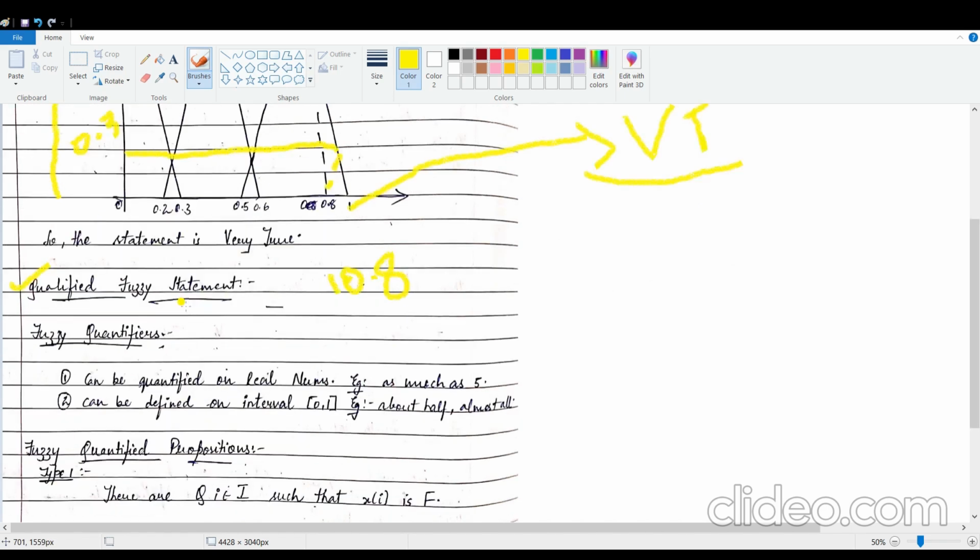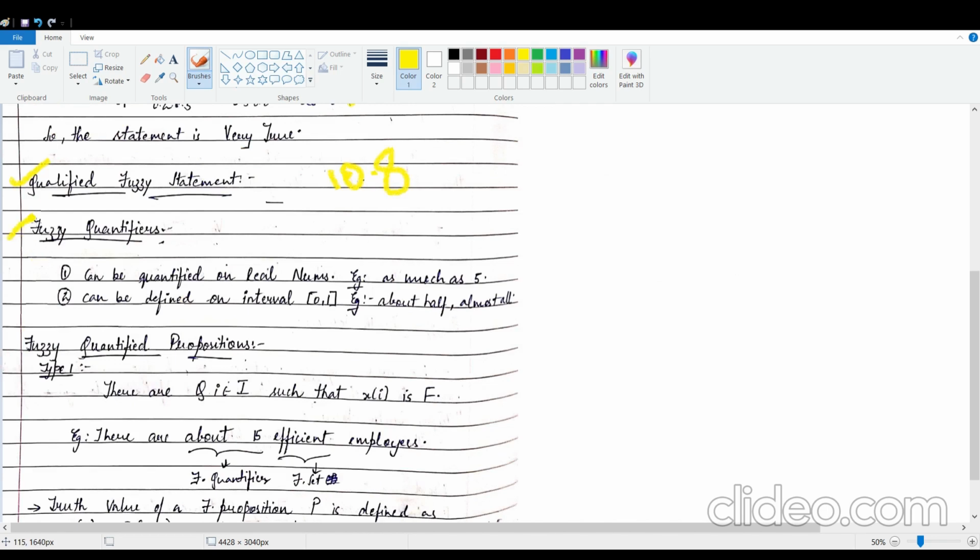Now let us jump into the next topic, the fuzzy quantifiers. As I already told you, we can have multiple fuzzy quantifiers formed with the help of our modifiers. And these quantifiers can be of two types. One type can be quantified on real numbers. What do I mean by that? You can say something like as much as 5. I can say there are as much as 5 mangoes in a basket. That qualifies as a fuzzy statement which has a fuzzy quantifier on real numbers.